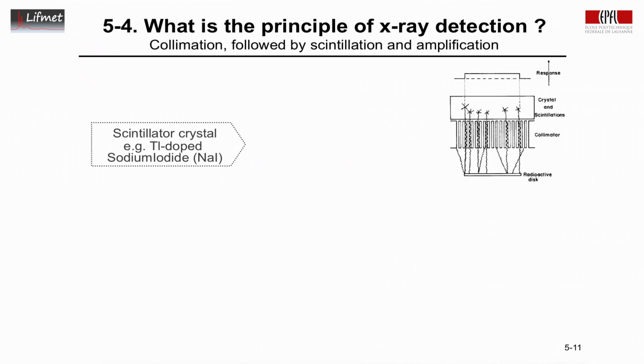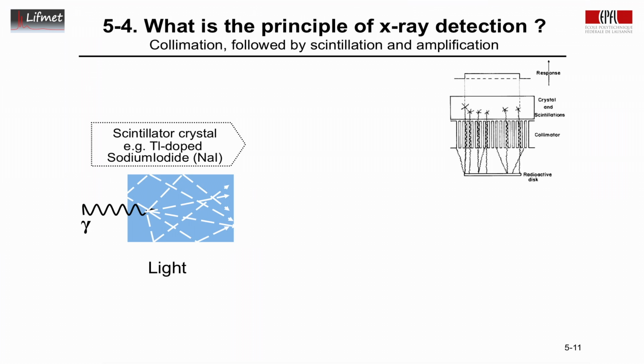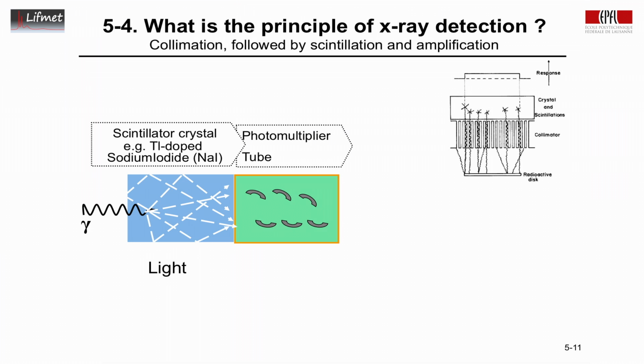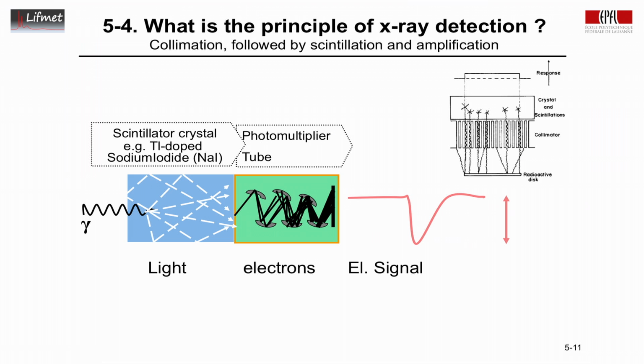So after collimation, we have the detection that consists of a scintillation crystal. A typical example here is thallium-doped sodium iodide. The X-ray hits this crystal and interacts with the crystal. What happens then is visible light is being produced. This light then impacts on a photomultiplier tube, which basically produces a lot of electrons. They're multiplied, and this in the end produces an electrical signal.